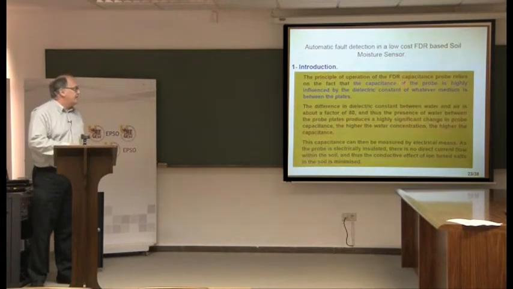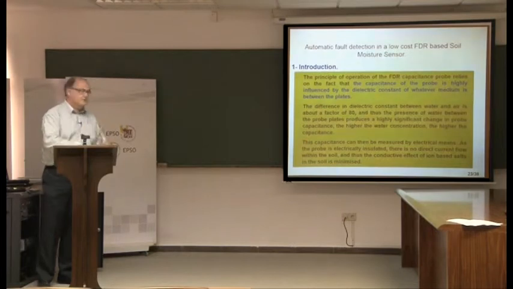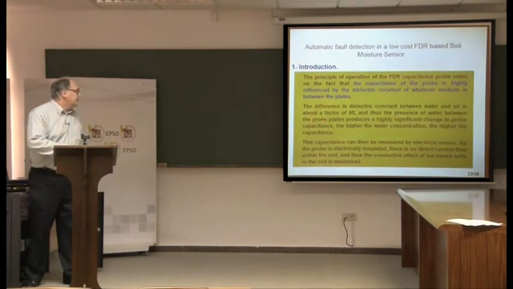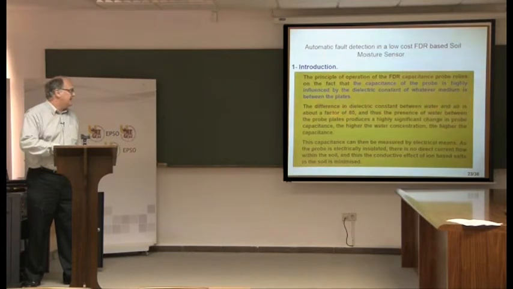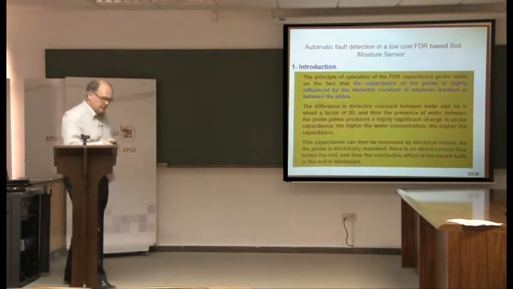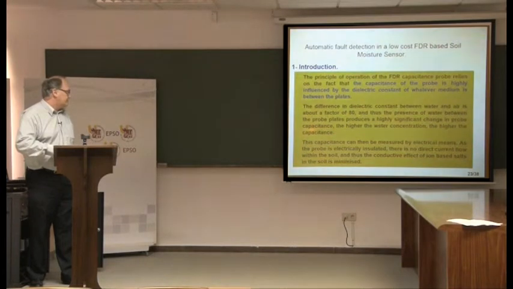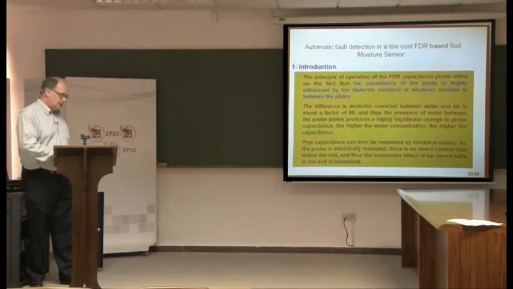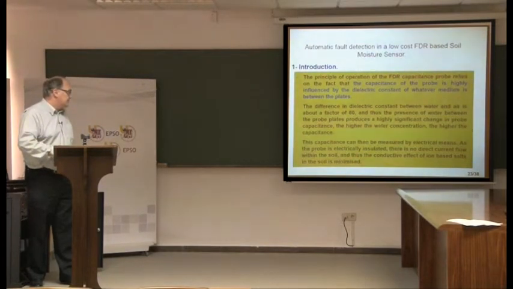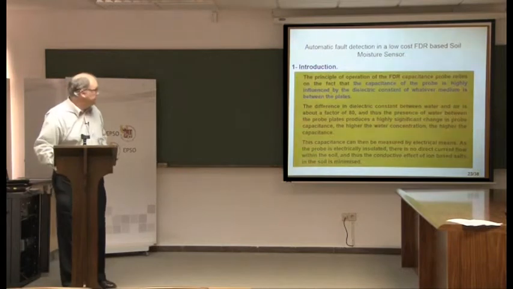The principle of operation of the FDR capacitance probe relies on the fact that the capacitance of the probe is highly influenced by the dielectric constant of whatever is between the plates. The difference in that dielectric constant between water and air is about a factor of 80, so there's a possibility for significant differences here. The presence of water between those plates produces a highly significant change in the probe capacitance. This capacitance can then be measured by electrical means, and as the probe is insulated, there is no direct current flow within the soil, which reduces any influence of conductive ions within the soil.